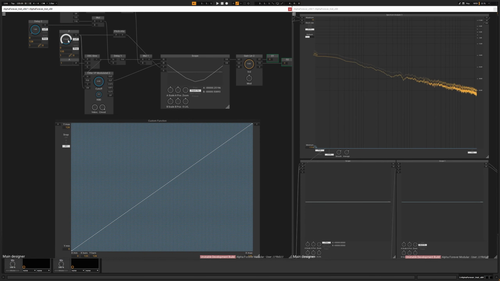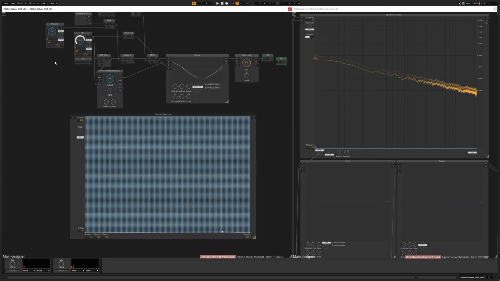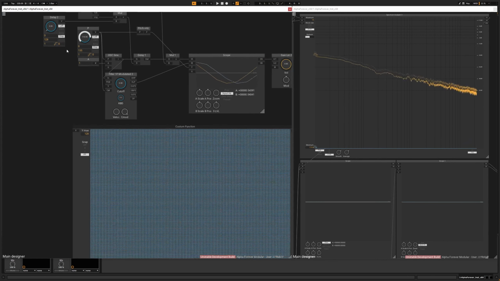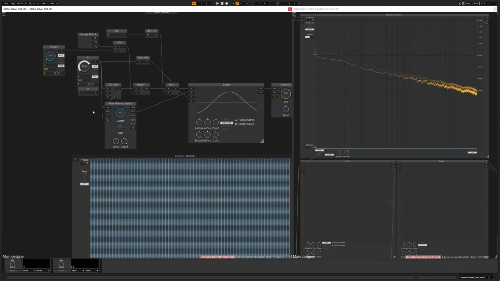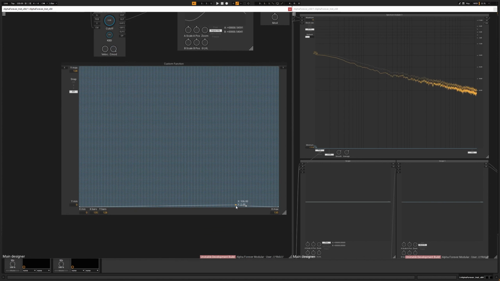So 113 should be one sample delay. Let's create a dot there. One sample on 113. That's nice. Okay, let's go for 2 samples. It's going to be a lower pitch, so it's going to be easier to find this way, because there won't be this much flickering anymore. Yes, this looks nice. So 101 is 2. Nice.